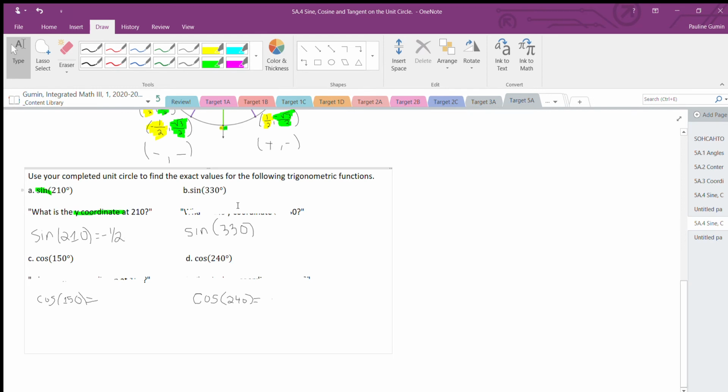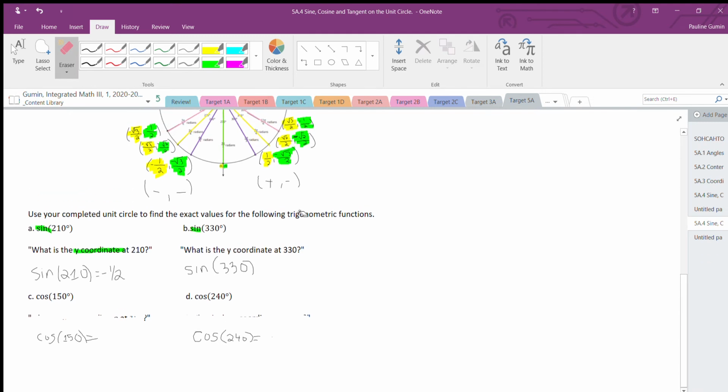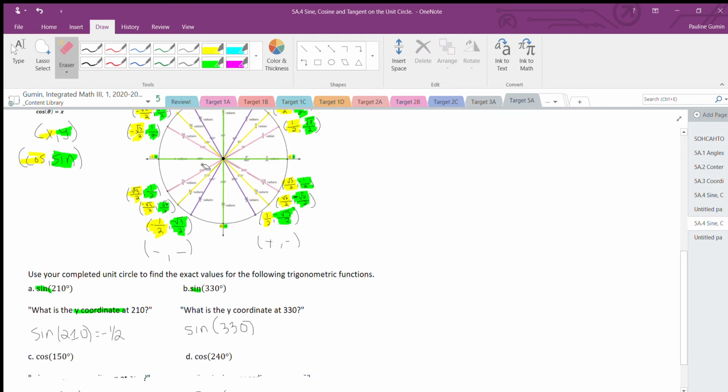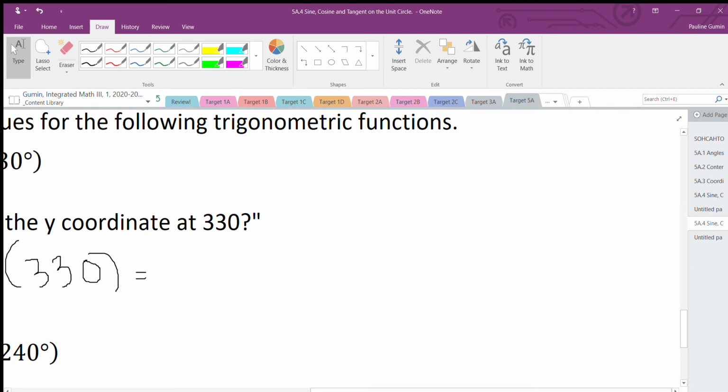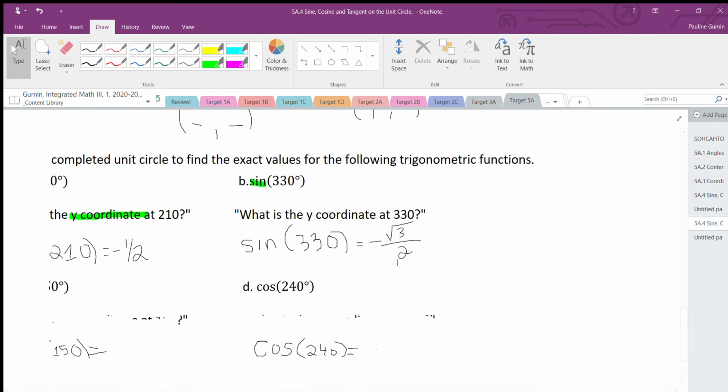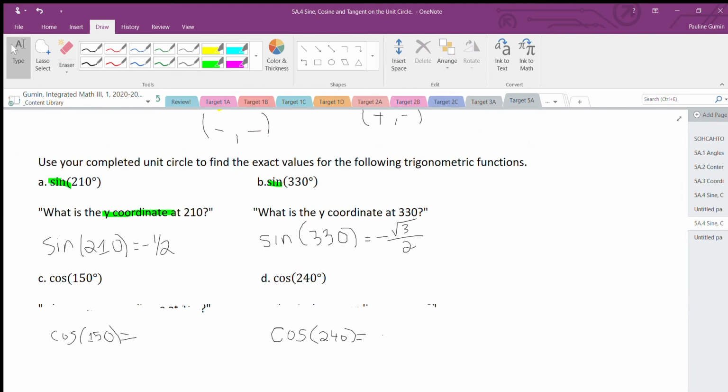Let's do the same thing for 330. Sine of 330. Once again, we're looking for the y-coordinate at 330. Well, let's take a look. Here's 330. Y-coordinate is -√3/2. And let's write that down. -√3/2.